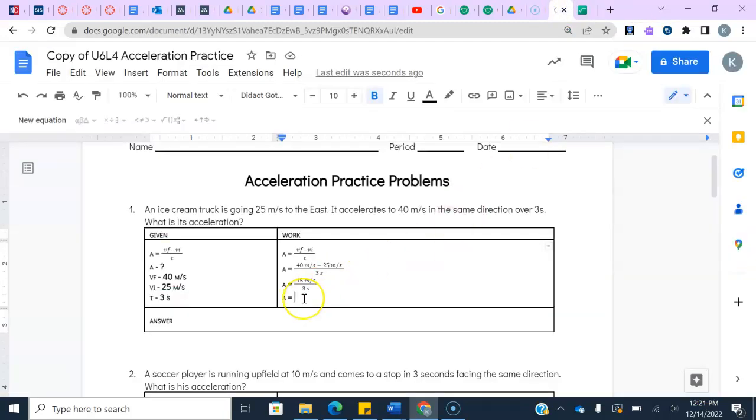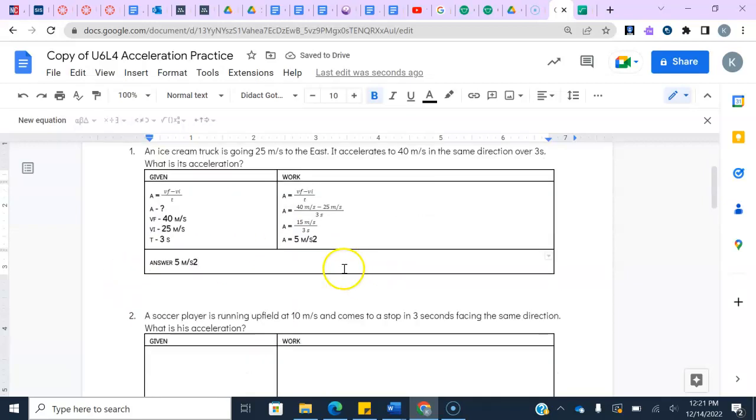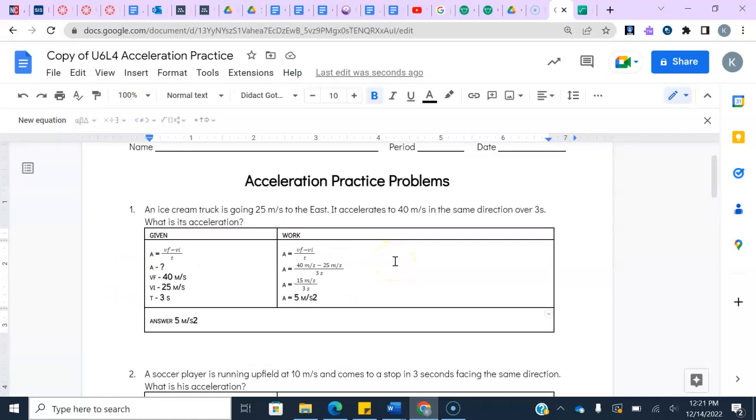Okay, so my acceleration is going to be equal to 5 meters per second squared. All acceleration units are in meters per second squared. So your answer here is 5 meters per second squared. Okay, so this is the process that you're going to do for this whole worksheet.